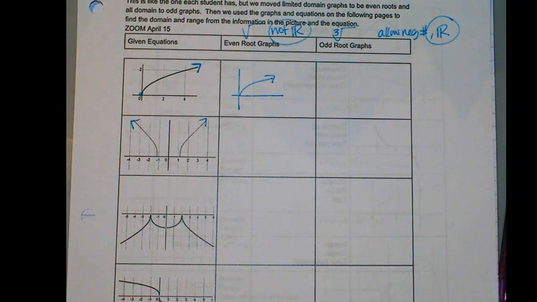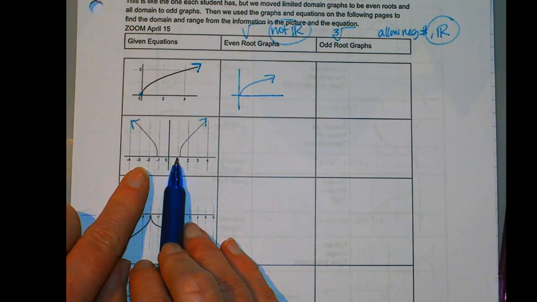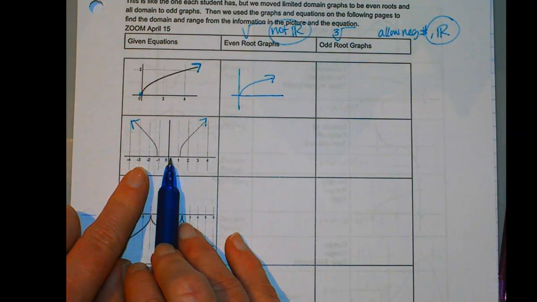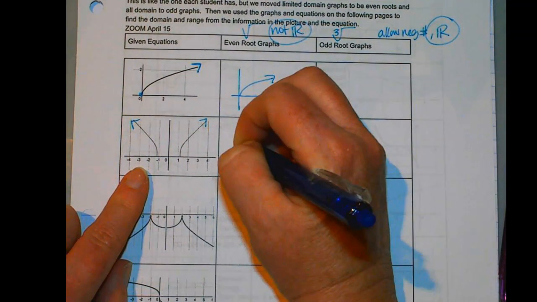The next one, is it even or odd? Take a guess. Odd, because there's nothing here. So this is limited somehow. These numbers would somehow break whatever the equation is. So this must also be even. I'm going to put it in the even column.